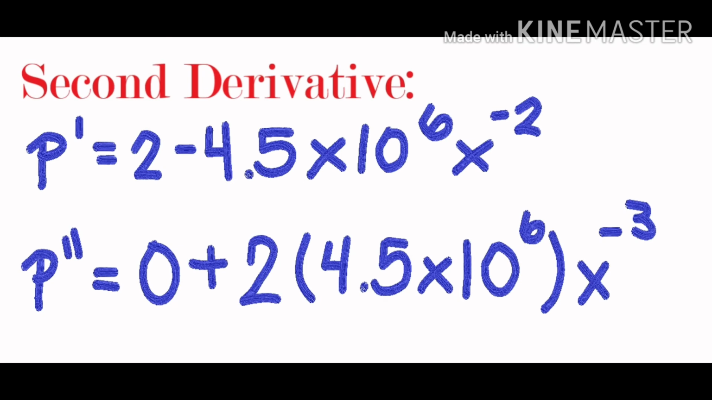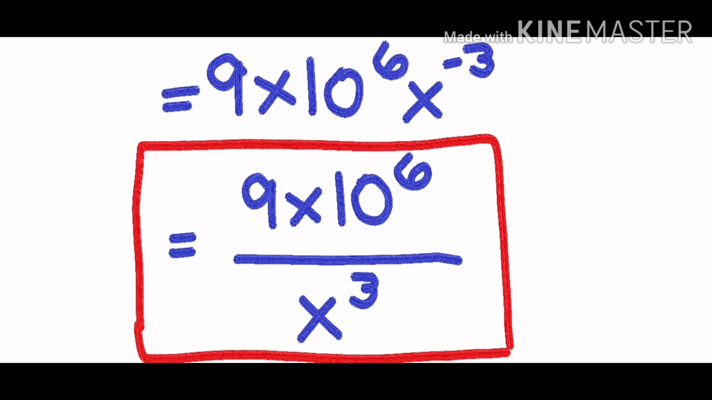To confirm that this value of x does indeed minimize the value of the perimeter and hence the cost of the fence, we will use the second derivative test. We're going to use the first derivative, which is 2 minus 4.5 x 10 raised to 6 x raised to negative 2. And the second derivative of that was 0 plus 2 times 4.5 x 10 raised to 6 x raised to negative 3. The answer will be 9 x 10 raised to 6 x raised to negative 3.